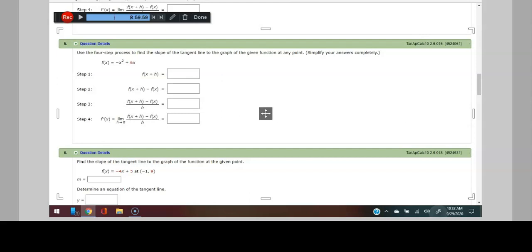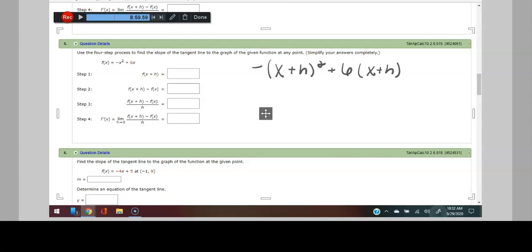Okay, now we're finding out that we can't just use m equals y2 minus y1 over x2 minus x1. So the first thing I'm going to do is wherever there's an x, I'm going to put an x plus h. So I've got a negative x plus h squared plus 6 times x plus h. So again, wherever you have an x, trash it and put x plus h.